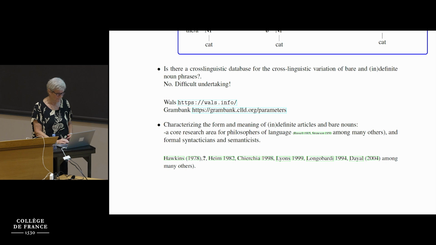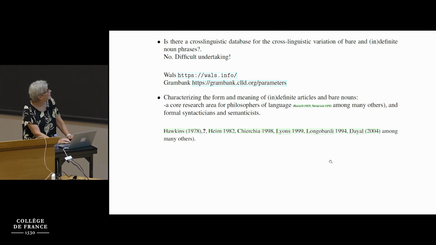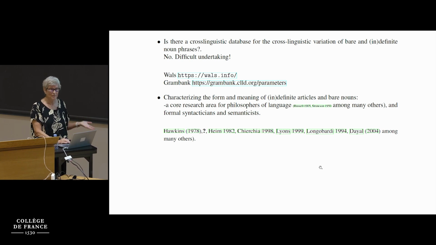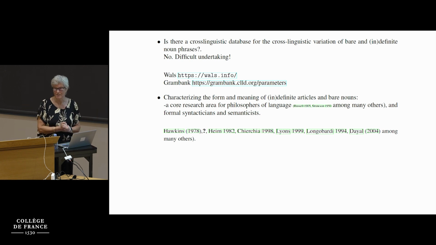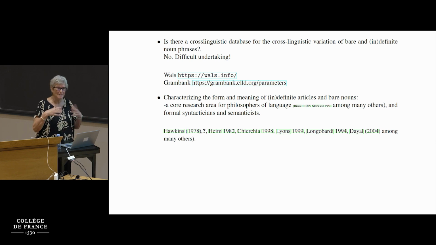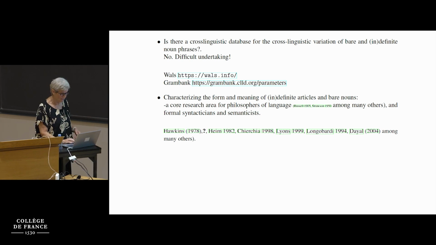All right, so a little word about the history of what we know about the form and meaning of indefinite articles, what is known. So this actually is a core research topic for philosophers of language and has been going on for centuries, trying to figure out what definiteness or indefiniteness is, etc.